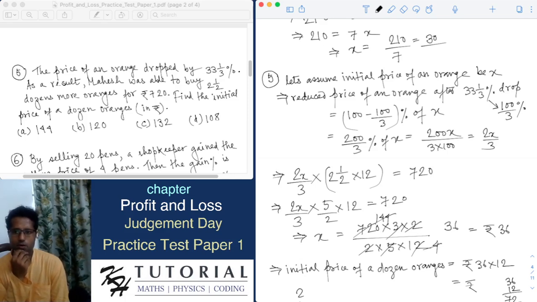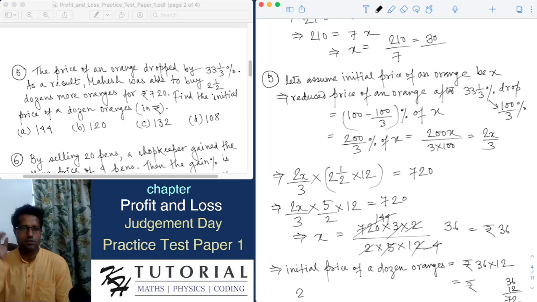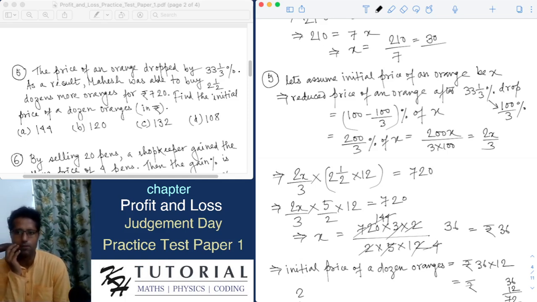So what will be the cost of 2.5 dozens of oranges based on the reduced price? That will be 2x by 3 multiplied by 2.5 dozens into 12, which should be equal to 720. So 2x by 3 multiplied by 5 by 2 into 12 is equal to 720. This implies x equals 720 into 3 into 2 divided by 2 into 5 into 12. It's fine.